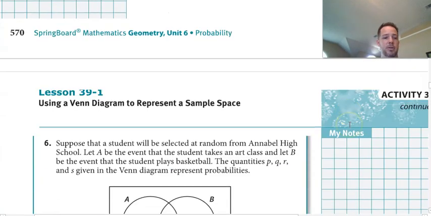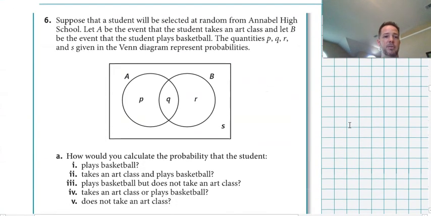Okay, number 6 here says, suppose that a student will be selected at random from Annabelle High School. Let A be the event they're in an art class. B is the event that they play basketball. Let the quantities P, Q, R, and S given in the Venn diagram represent probabilities. So this is important. It tells us they've already given us probabilities, not counts. So how would you calculate the probability that a student plays basketball?